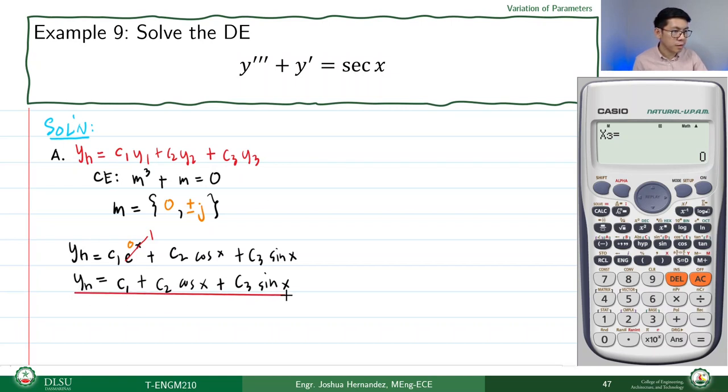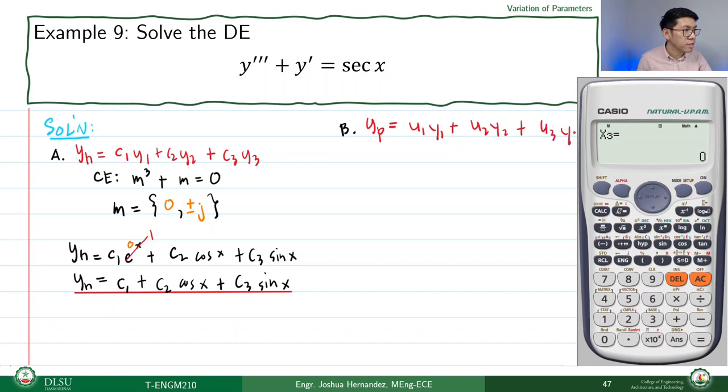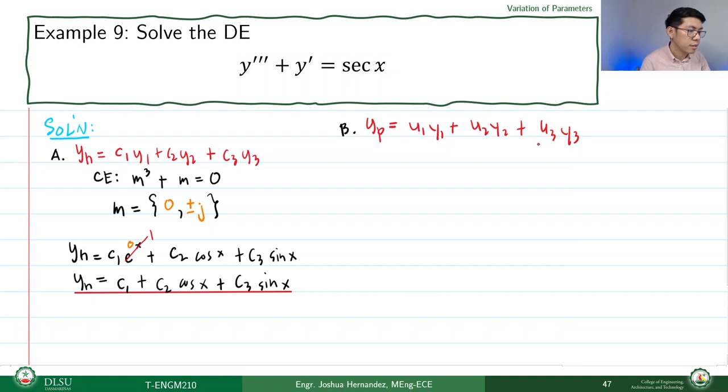Okay? Now, next part is, of course, we have our particular solution, yp, which is u sub 1, y sub 1, plus u sub 2, y sub 2, plus u sub 3, y sub 3, because it's third order. Okay? Alright. So, next, what do we do? Before we arrive at our solution, let's check first if it's in standard form. Is our equation in standard form? Yes, because the coefficient of y triple prime is 1.